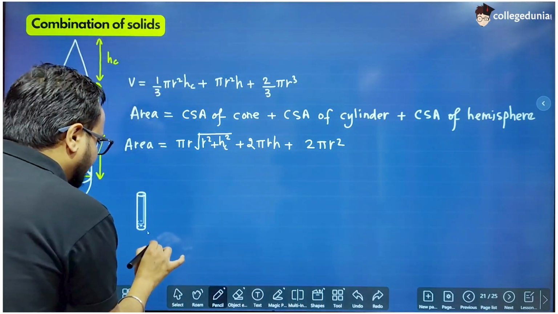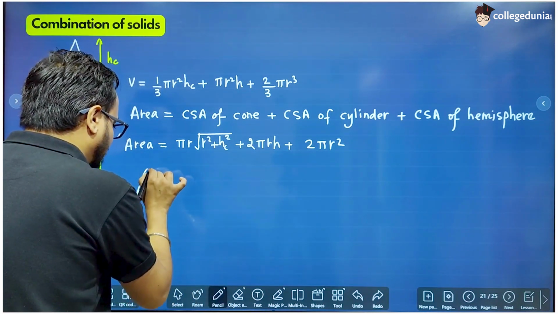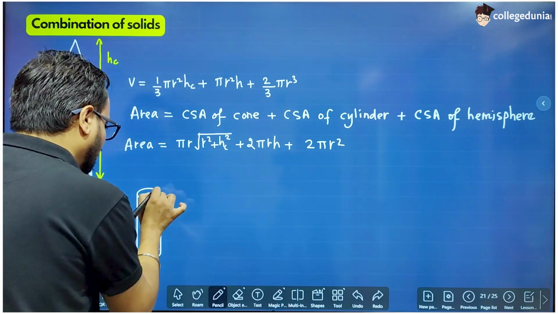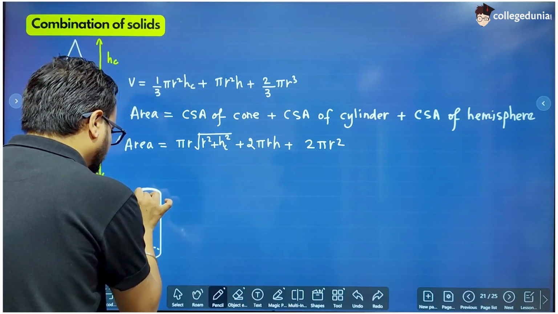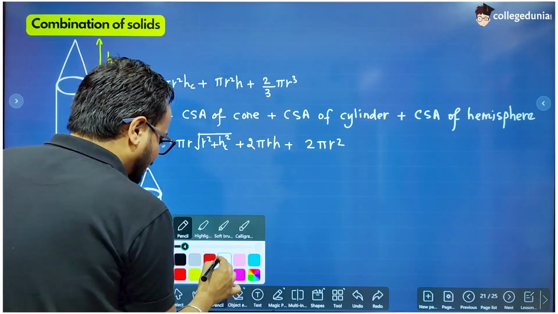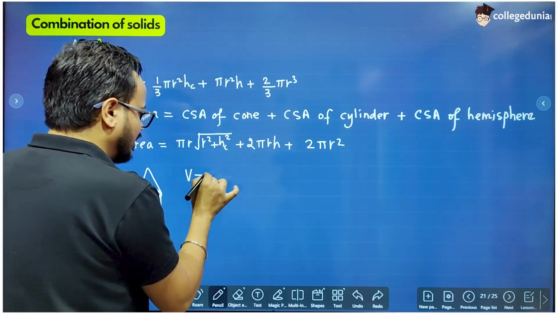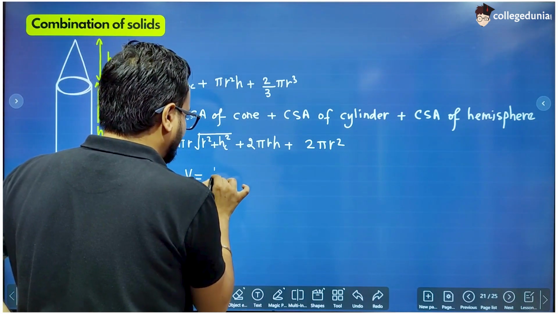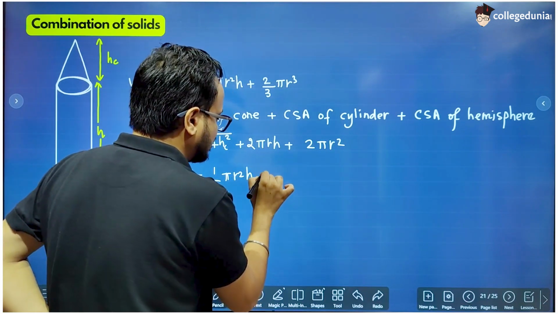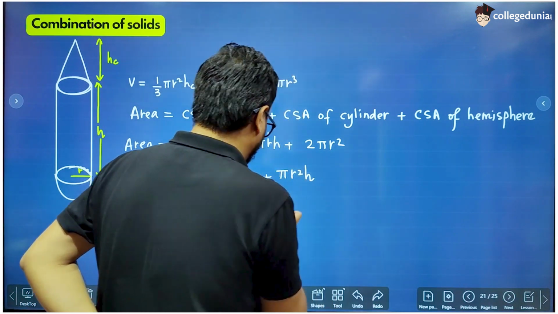Okay, now let's take one more example. Suppose we had this cylinder and we had a cone at the top of it, and the hemisphere was not there. So what is the volume? Volume is simply the volume of this conical part, which is 1 upon 3 pi r square h of cone, plus the volume of the cylindrical part, which is pi r square h.